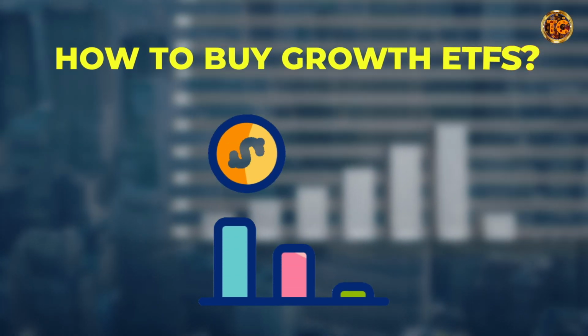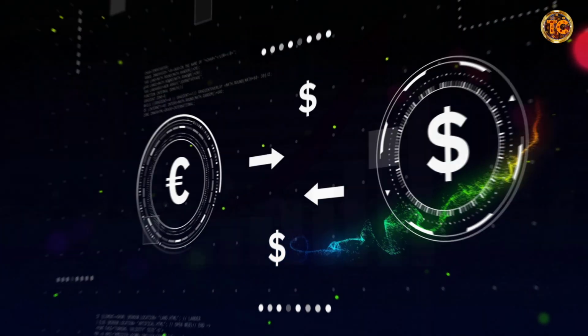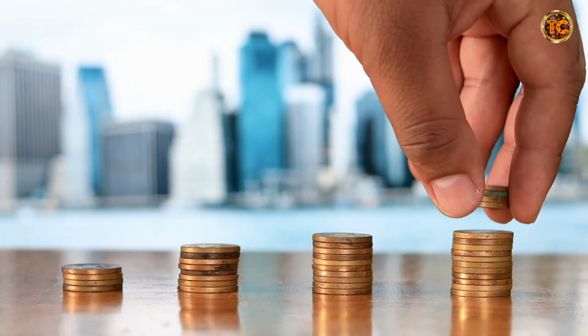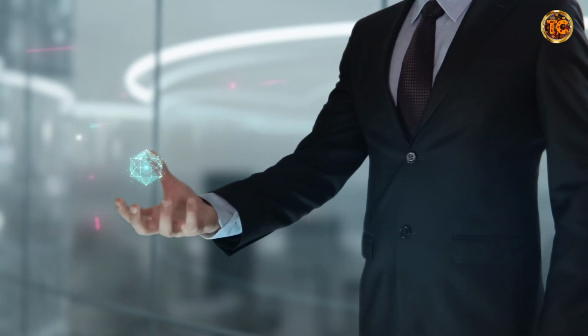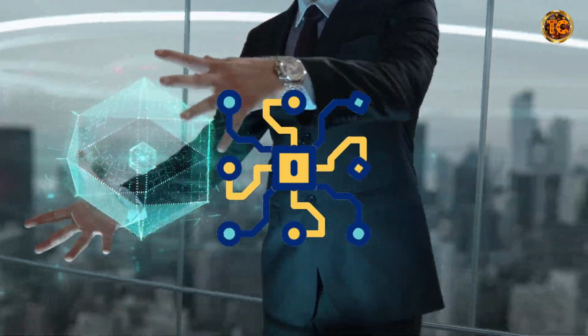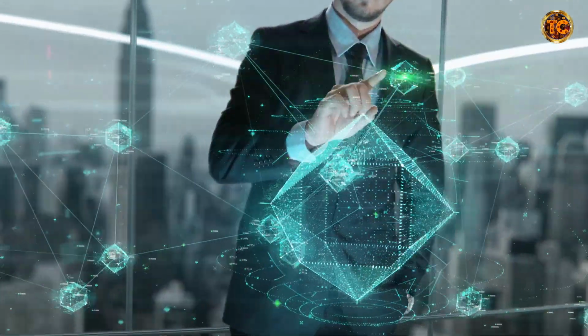How to buy growth ETFs? Buying growth ETFs, exchange-traded funds, is a straightforward process. Growth ETFs invest in companies with high potential for above-average earnings or revenue growth, often in sectors like technology, healthcare, or consumer discretionary, and they aim for capital appreciation rather than dividends or stable income.